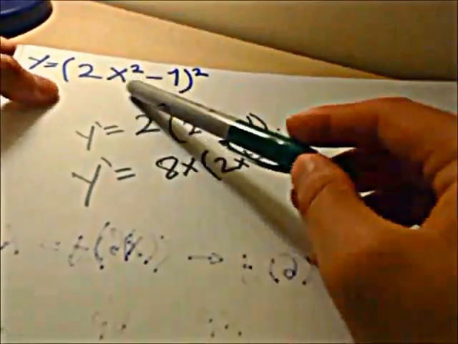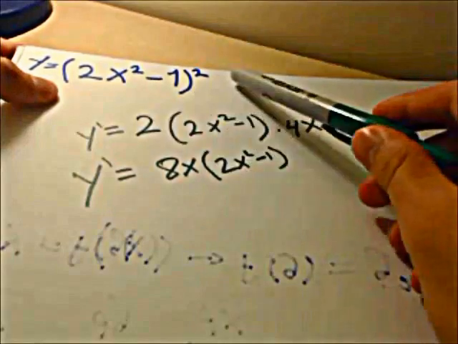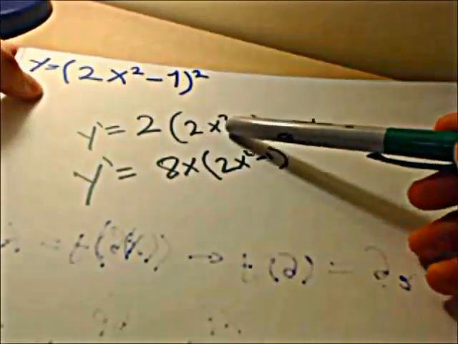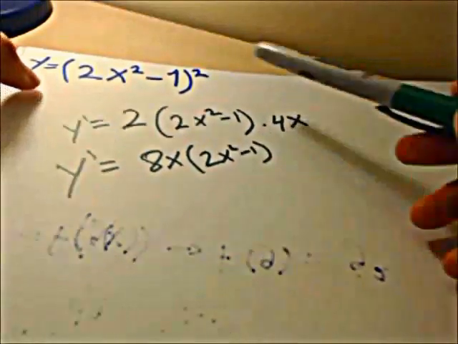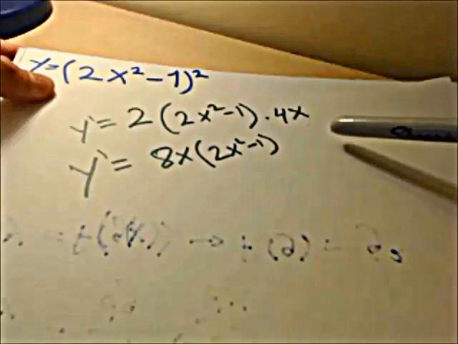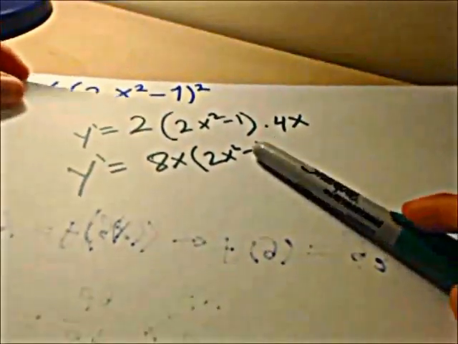Pretend that the parentheses equal x, just imagine that. It'll make it a lot easier. So x squared has derivative 2x, and then times what's inside the parentheses. The derivative of 2x squared is 4x. So 4x times 2 is 8x, times (2x squared minus 1).